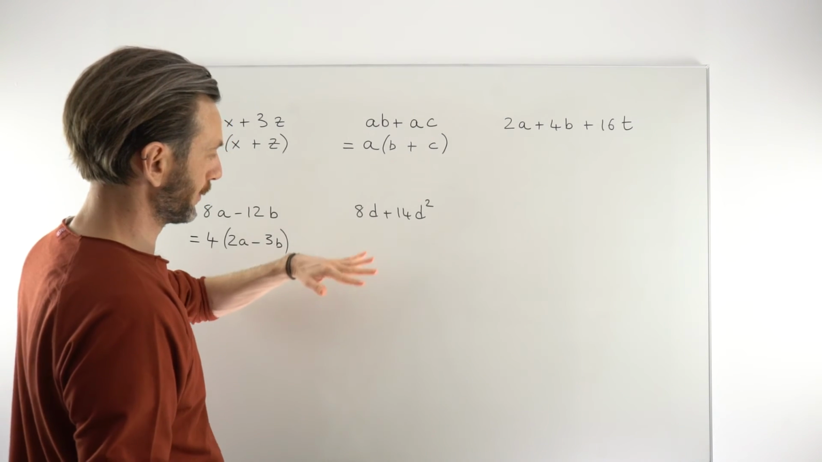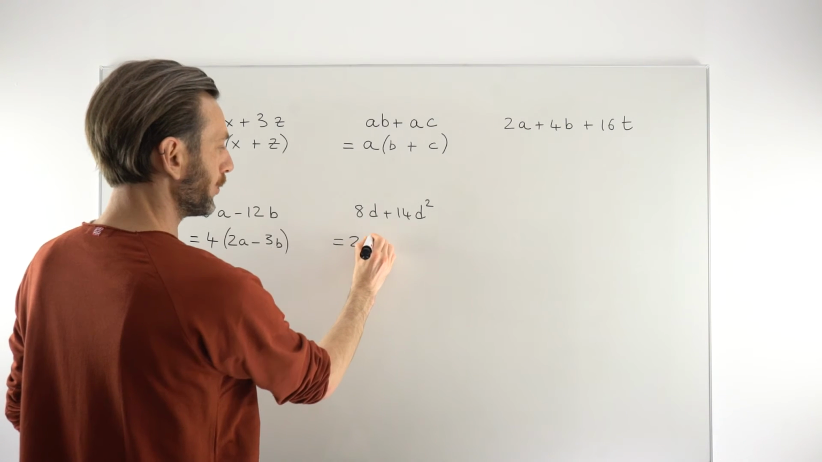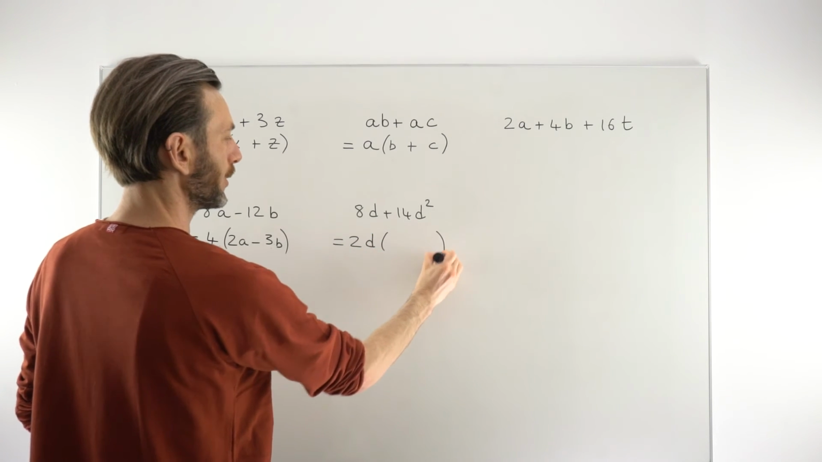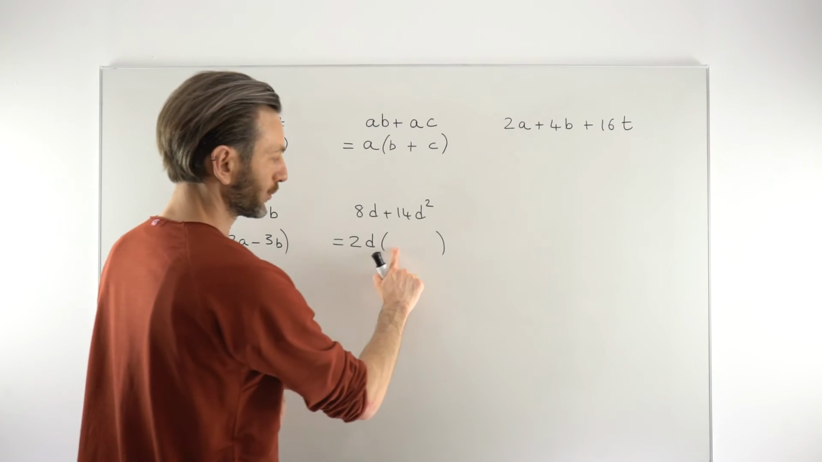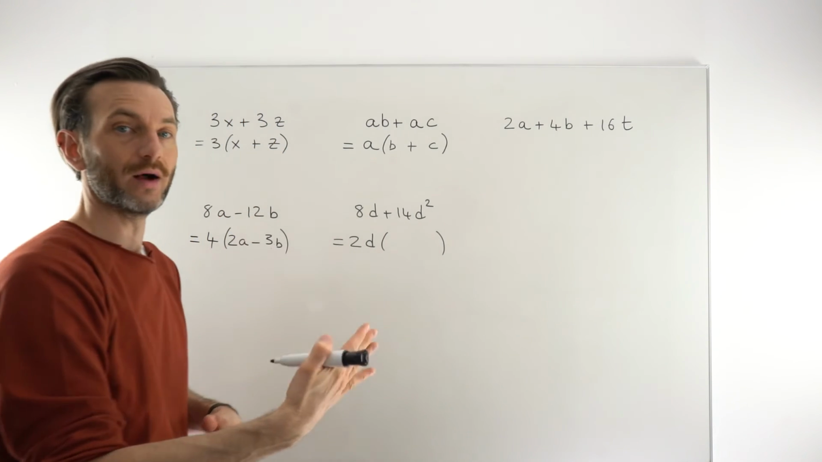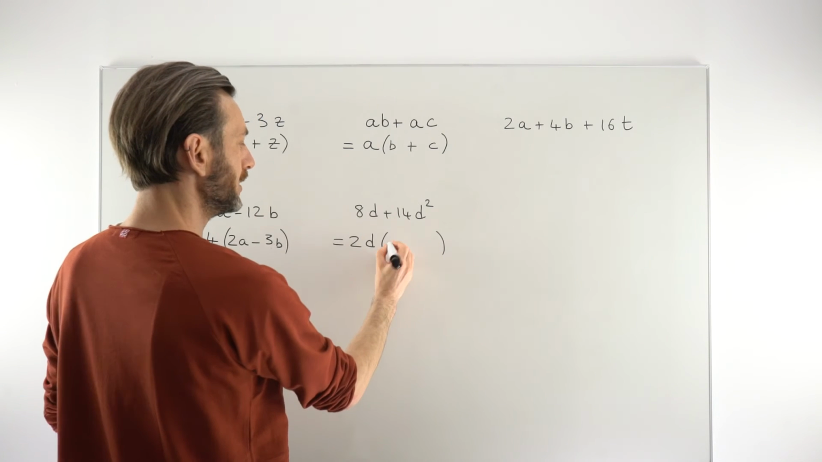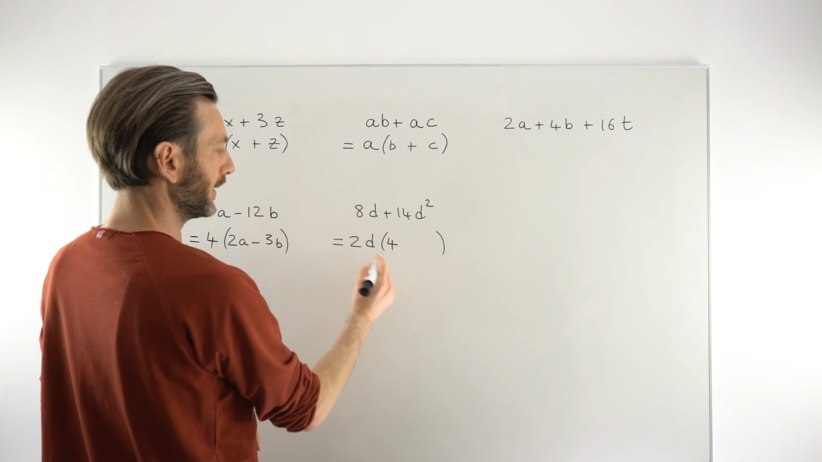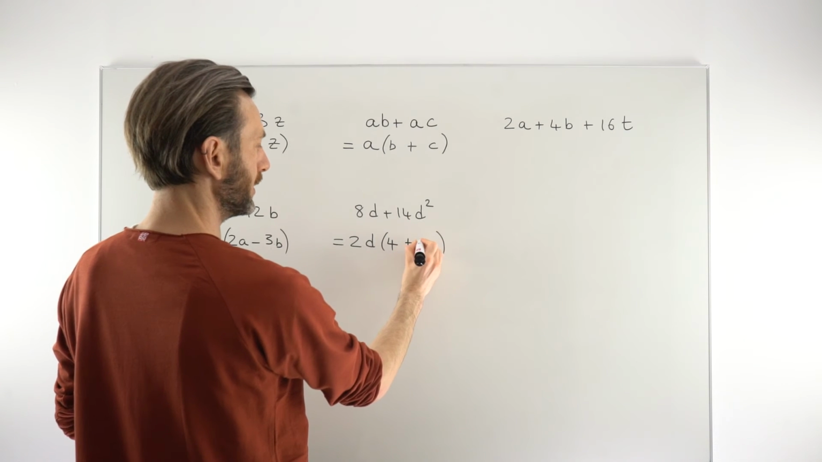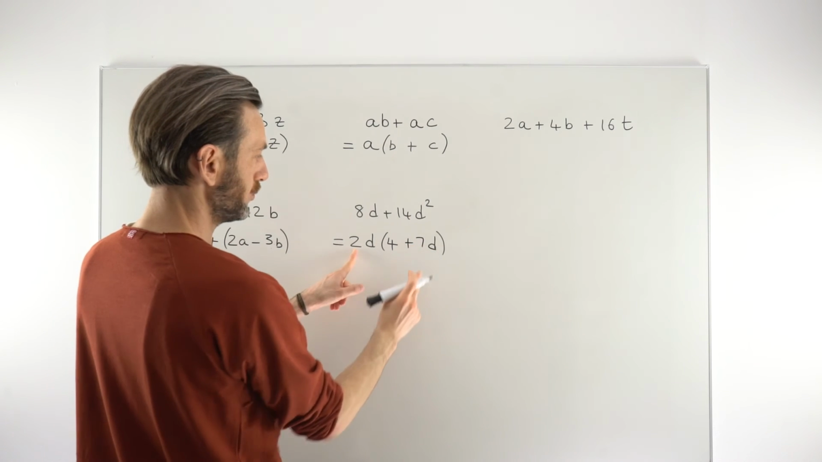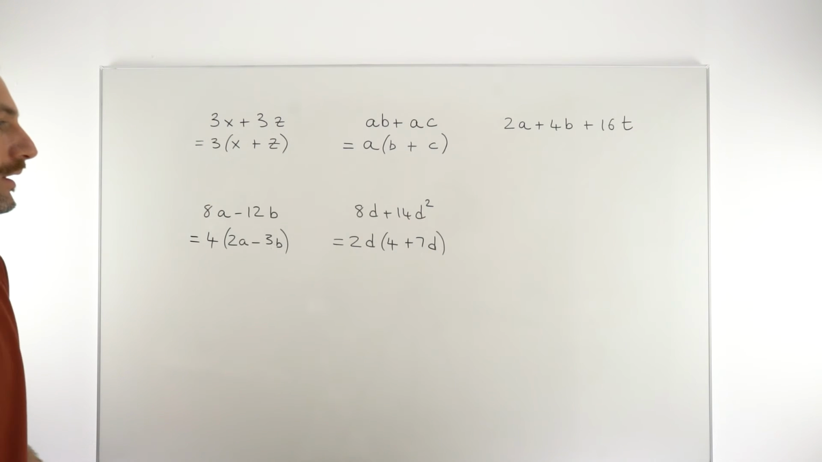So I factorise that with a 2 and then with a d, but a better way to do it is just to use both. Use 2d as your full highest common factor. Then that'll mean that whatever goes in here cannot be factorised any further. So 2d times something to give 8d, well, that would be 4. And then 2d times something to give 14d squared, well, that would need to be a 7d, because 2 times 7 is 14, d times d is d squared.